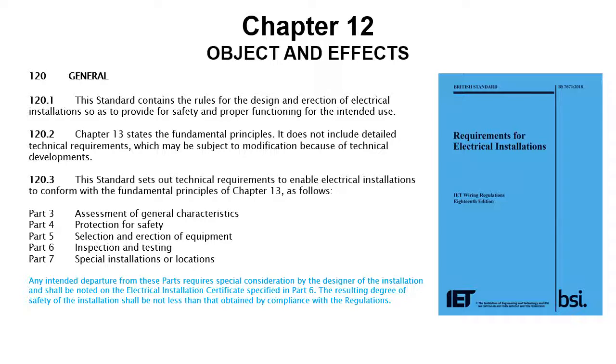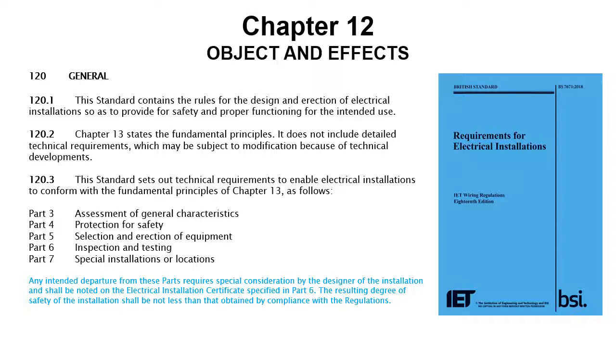Chapter 12 then starts getting into the objects and effects. So this is the rules for the design and erection of electrical installations to provide for safety and the proper function and intended use. In chapter 13 we start covering the fundamental principles. It doesn't include detailed technical requirements, but what it does include is the information that the customer may need in their installation.